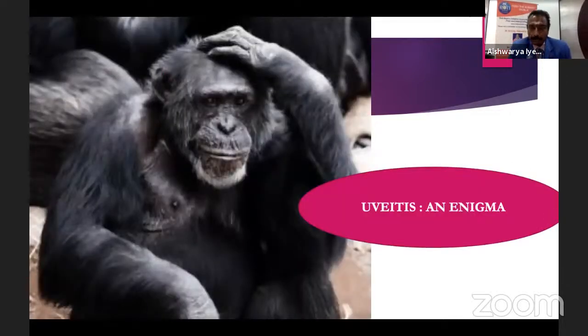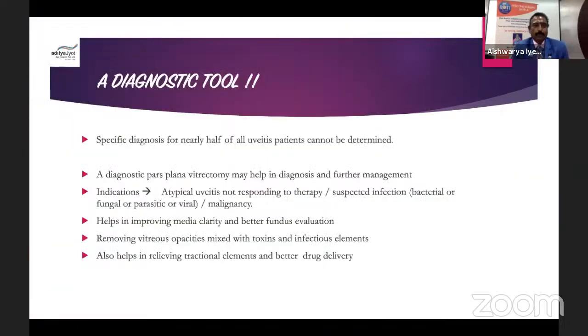Uveitis, an enigma. So I put myself, because I'm like this, when uveitis comes. Every time I call Vishwas, he's my rescuer. I think I also like to disturb you now and then.